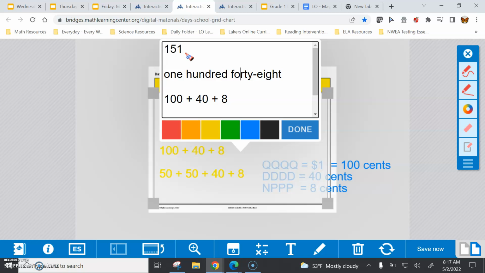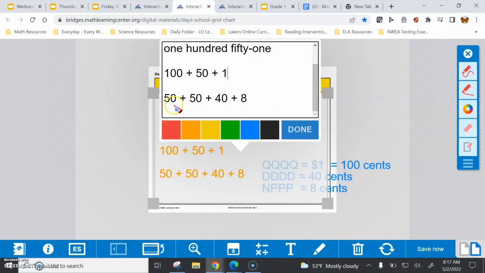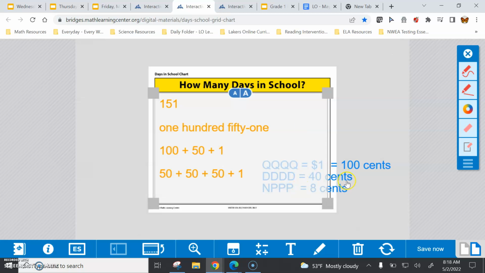We change all of this. I want to show you how you would write 151. It would be 100 plus 50 plus 1. Then we'd have 50 plus 50 plus 50 plus 1 to make 151.